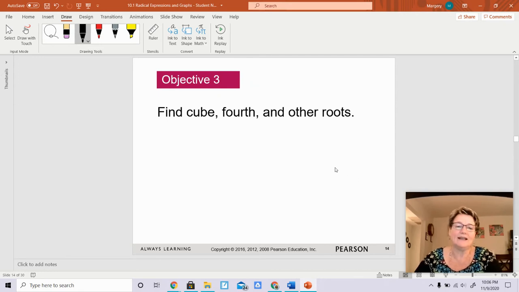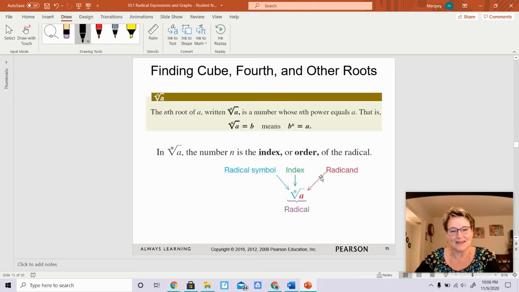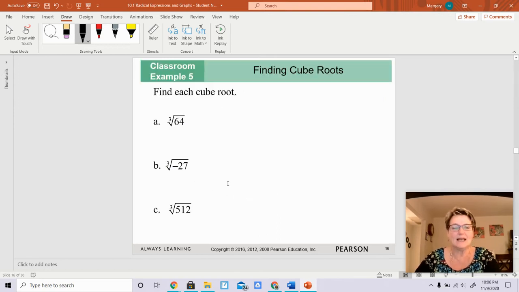This time we're going to find cube roots, fourth roots, and other roots. In 10.1 at the beginning of video A, I gave you perfect square roots, perfect cube roots, perfect fourth roots, and perfect fifth roots. Those are things you have to memorize for the ACT exam. We went over this before, so please read this on your own. But let's look at finding each cube root.